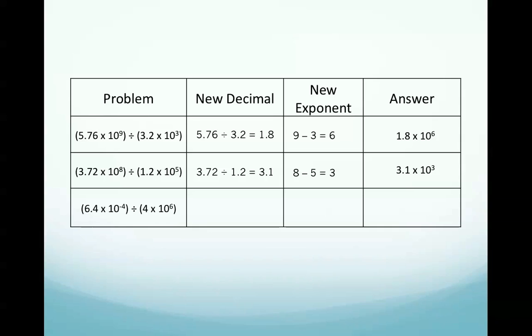And then finally, in our last example, still dividing our decimal or base numbers, so 6.4 divided by 4 to get 1.6. We're then going to subtract the two exponents, so negative 4 minus 6 gives us negative 10. That's probably the trickiest one out of this group. And then placing that together to get 1.6 times 10 to the 10th.